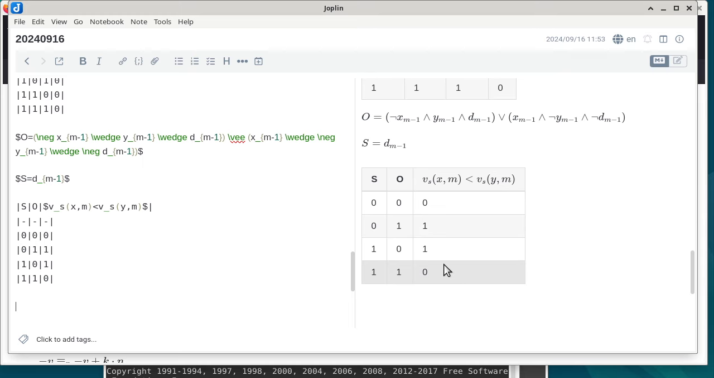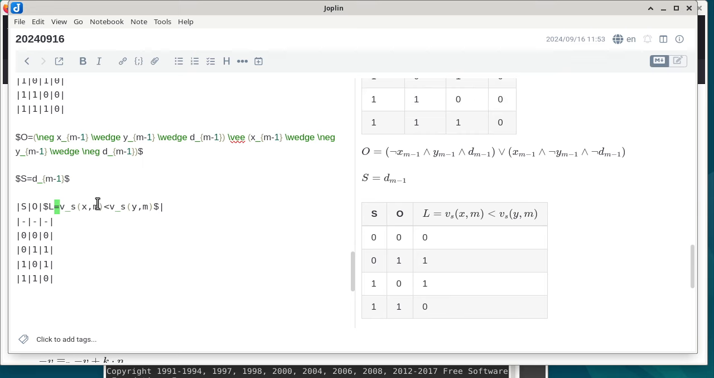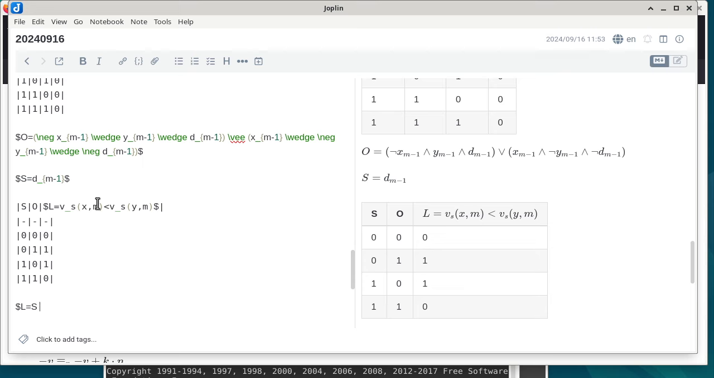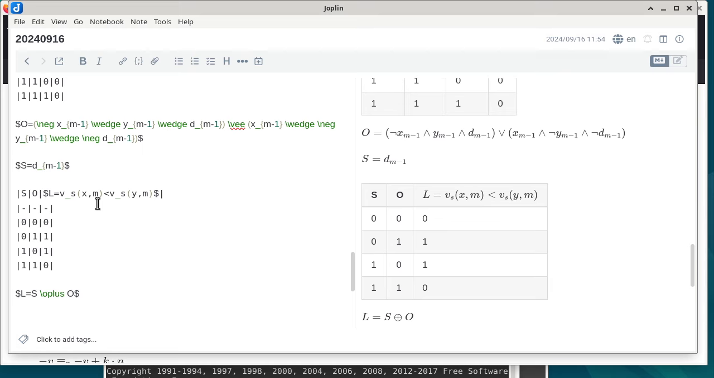If you ignore the first row, the header row here, does this look familiar to you? It should be, because this is how we compute Q in both cases, in both binary addition and binary subtraction. It is exclusive OR. So if I want to assign a label of L to this whole thing, so I'm calling this the L flag, which is either false or true, then the way to calculate this L is going to be the sign bit XOR, exclusive OR, with O. That's going to be the case.